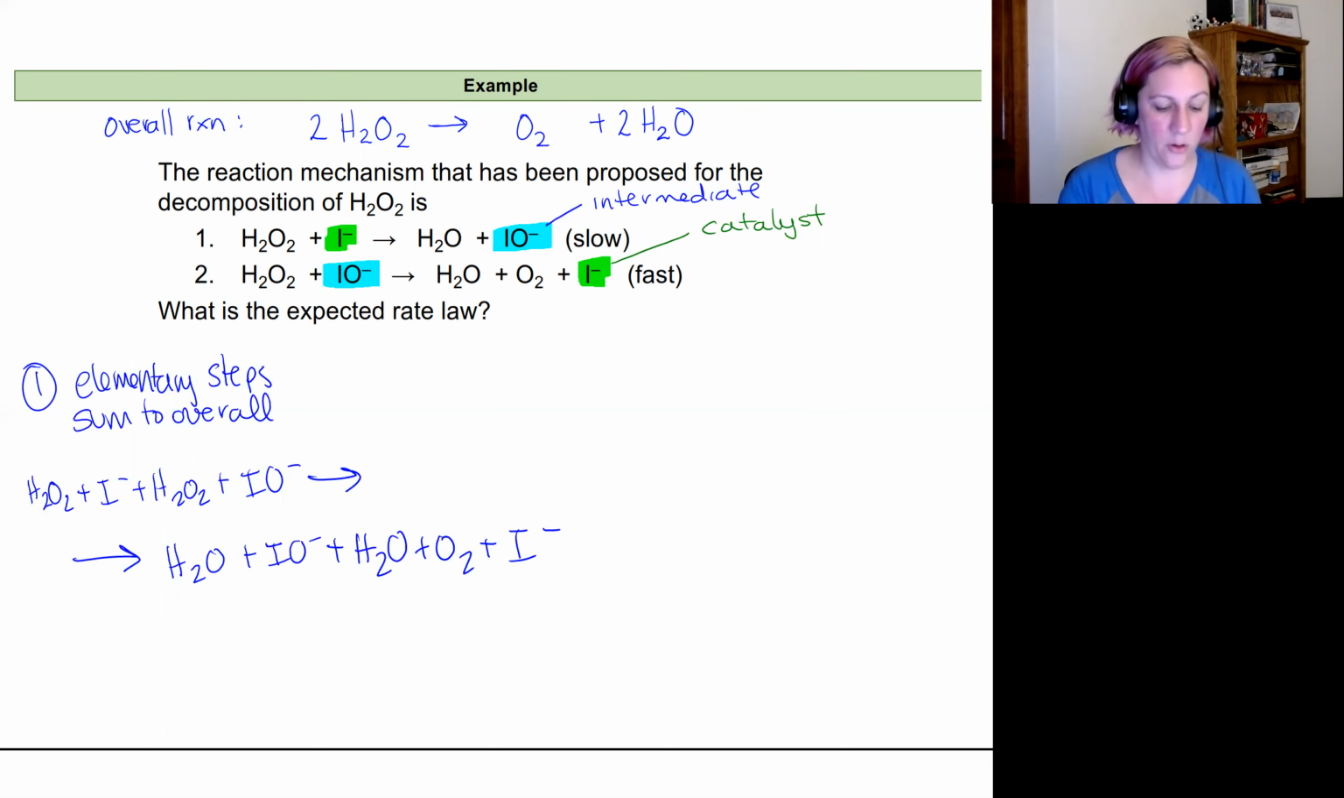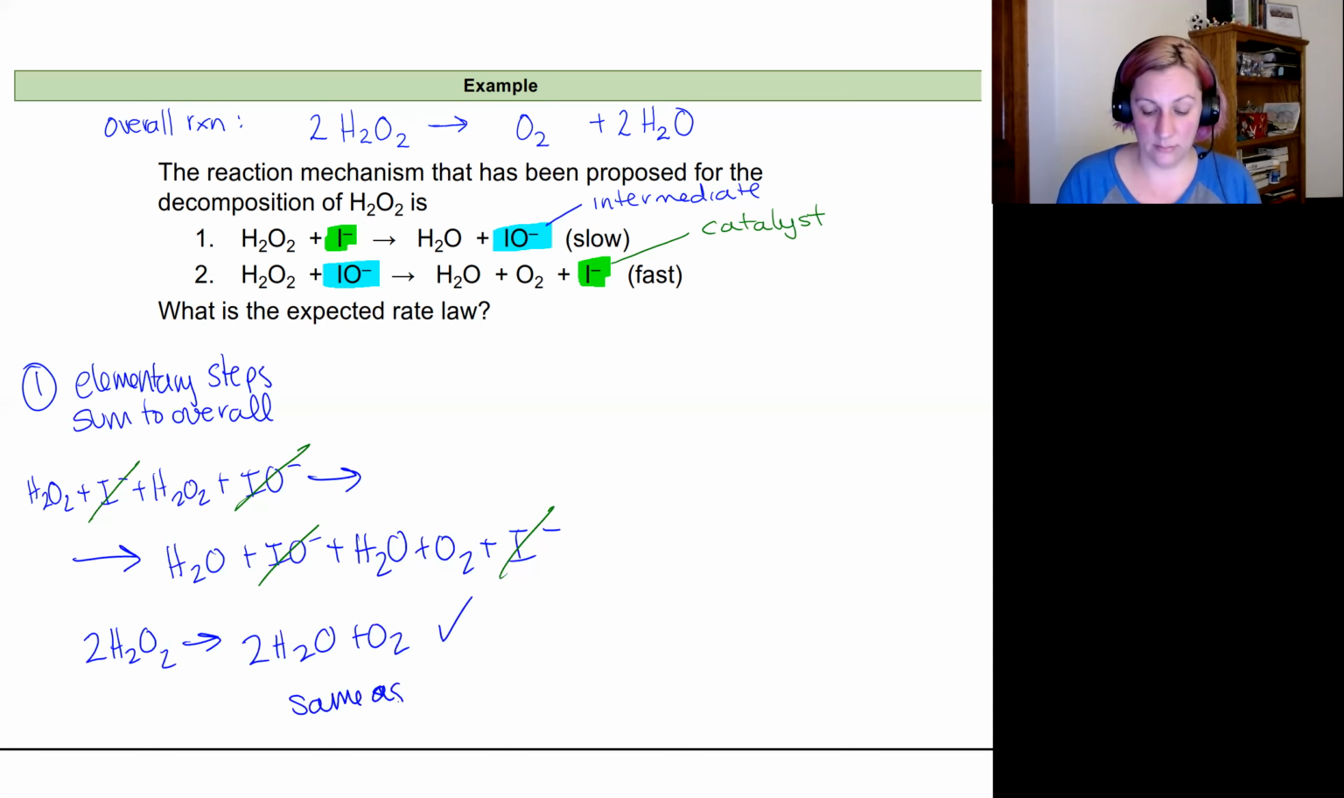So now we'll go through and we'll cancel anything that's the same on either side of the equation. So the I minus, both a reactant and product. I don't have H2O2 on the product side, so those will stay there, but I have this IO minus on the product side. And I think that's everything that cancels. So I can rewrite this as 2 hydrogen peroxide forms 2H2O plus O2. And that's the same as the overall reaction. So step one is validated.